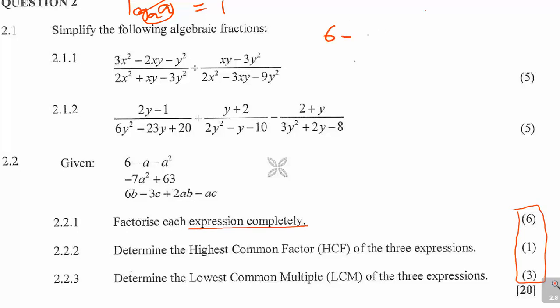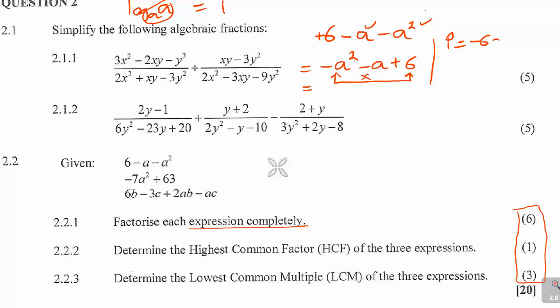You're given 6 minus a squared. So you need to write it the way you are used to. Start with the highest power, which is negative a squared, followed by negative a. There is a plus there, so it's plus 6. That's what you needed to do, and I use the product-sum method. My product in this case is the first and the last. When I multiply them, I get minus 6a squared.